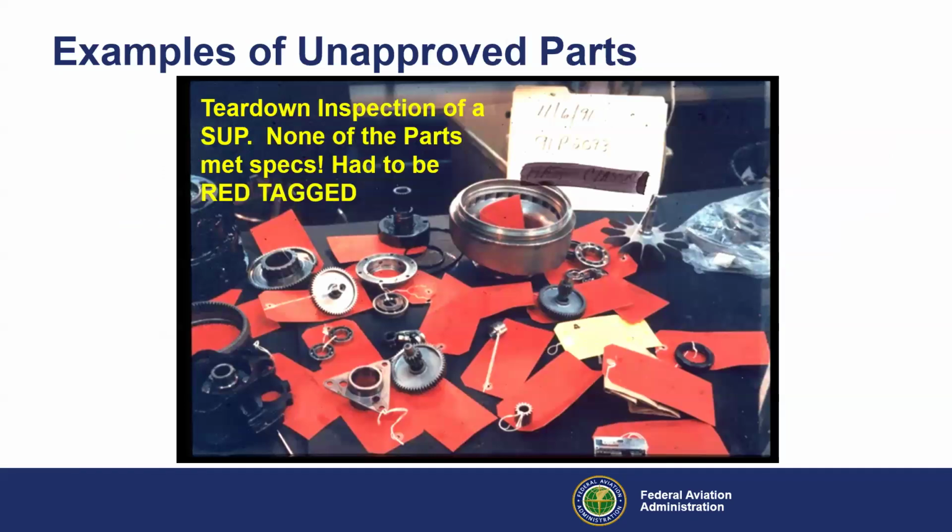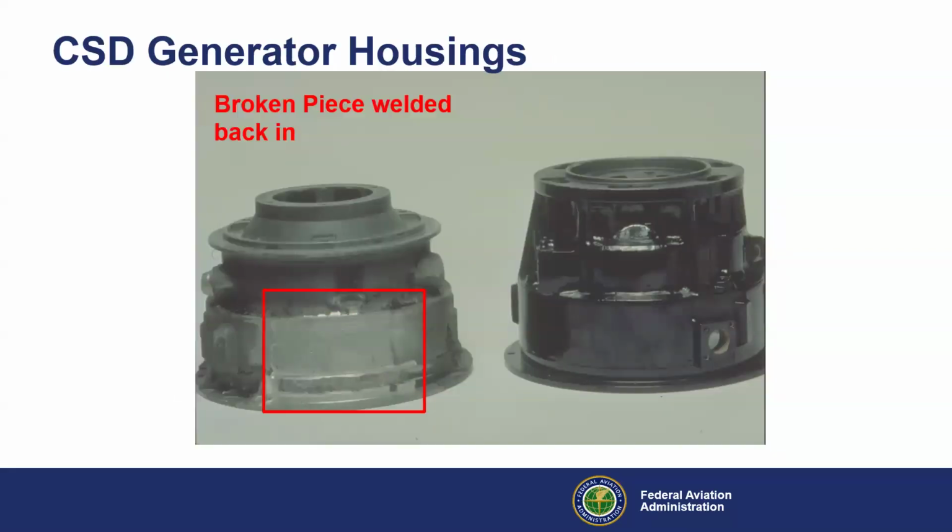Now here's an example of some actual unapproved parts that were found. The teardown inspection of these suspected unapproved parts found that none of those parts met specifications. Everything had to be red tagged.